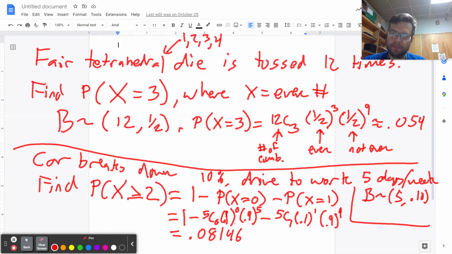And so the binomial distribution is really nice because you can calculate for a single value like I did with the tetrahedral die, or you can calculate for a group of values like I did with the car breaking down. So please ask questions and comment if there's anything that you need help with. In the next video, I'm going to talk about expected value and variance for a binomial distribution. All right, thanks for watching.